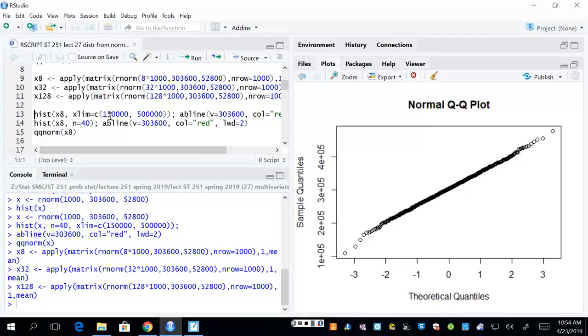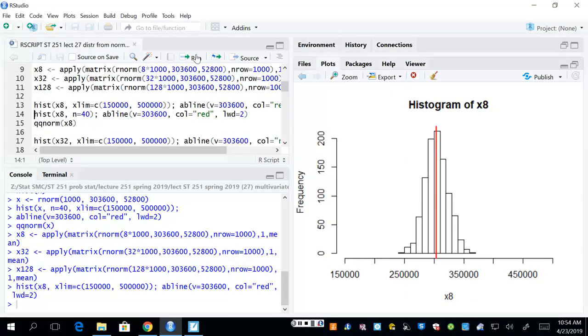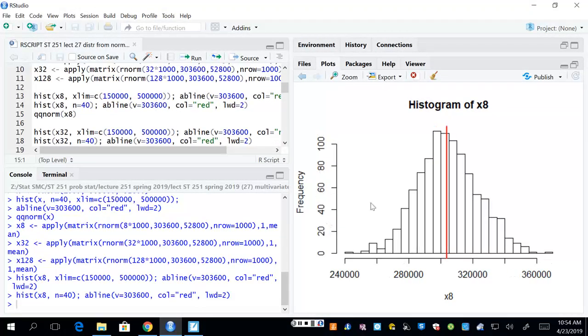So here's a histogram for the averages of 8, set with the x limits that are the same as before. The impact of taking the averages of 8 makes everything much tighter. The range is much less. But it's still normal. If I redo it without those x limits, it's going to stretch out in the graph to basically be the range of the actual numbers. So when I run that again, this is the histogram of x8, now stretched out for its full range. Pretty much normal.